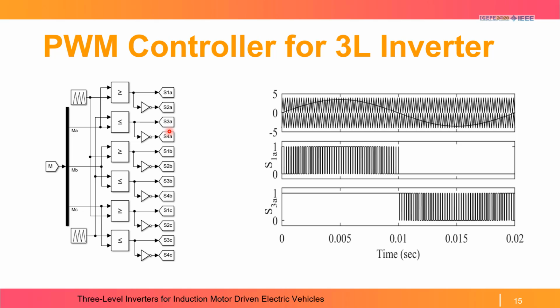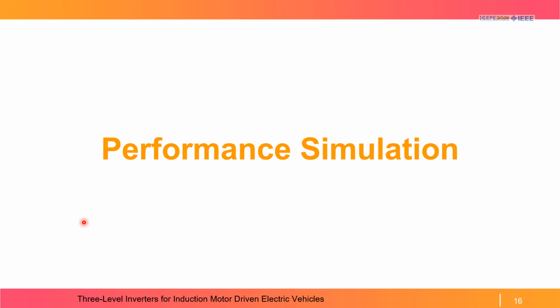In a similar way, the phase B modulating wave is compared with the level-shifted carrier wave to generate the switching sequence for leg B, and similarly, the switching sequence for leg C is generated by comparing the phase C modulating wave with the level-shifted carrier wave.